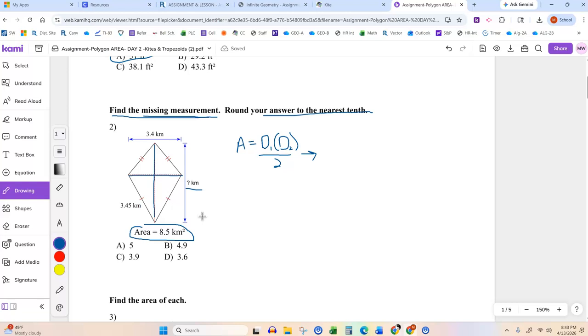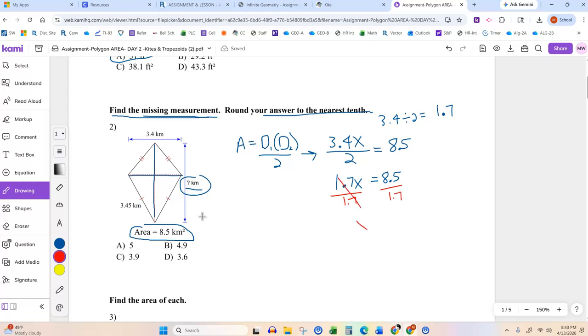Well, what do we have? We have diagonal 1 is 3.4, but we don't know what the other diagonal is. So why don't we make that x, divided by 2 equals 8.5. Okay, so now we need to find the value of x. Well, what we can do to find the value of x is take 3.4 and divide it by 2. Okay, so 3.4 divided by 2 equals, if you do that on your calculator, you get 1.7. So this would be 1.7x equals 8.5. And then, as you know, to solve for x, we have to divide by 1.7.